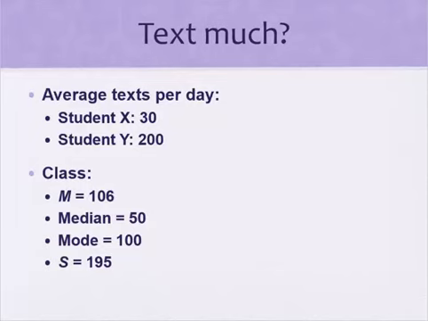So remember, standard deviation is the typical deviation from the mean. So on average, the number of text messages people send is about 195 text messages away from the mean of 106, right? That's, 195 is one standard deviation. So given the standard deviation, we can see that even though 30 is much less than the mean, it isn't exactly extreme because it's within one standard deviation, right? It's within the typical distance of the mean, if you will. Same thing with student Y. 200 messages is still within one standard deviation of the mean.